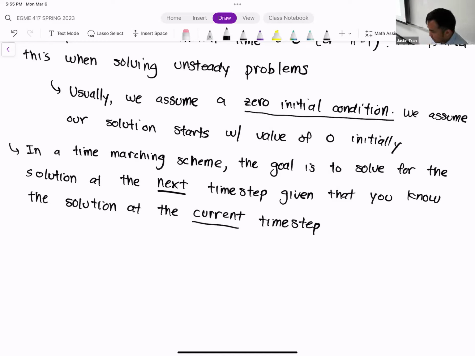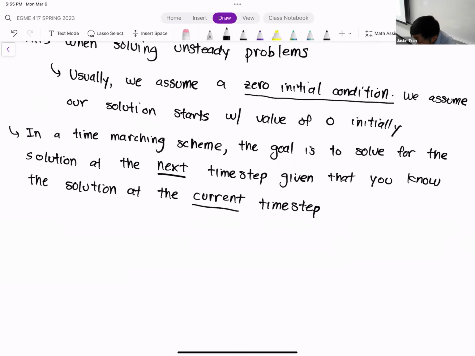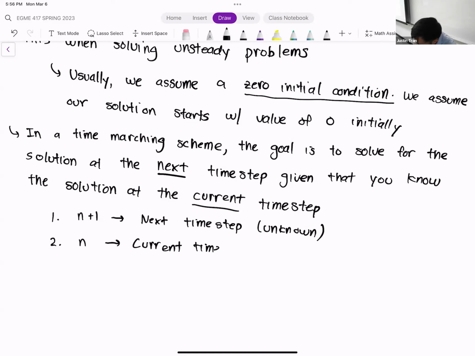All right, and so how do we denote this? We usually use two different types of n's to denote this. N plus 1 is the notation that we're going to use for the next time step. Again, this is unknown for now. And then time step n is the current time step, and this is known.